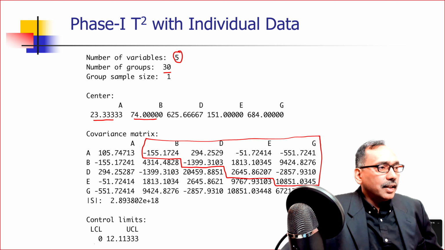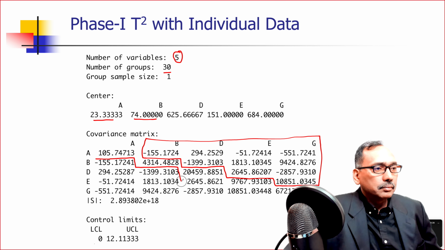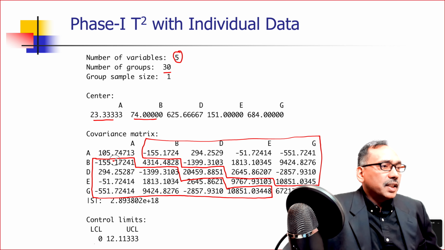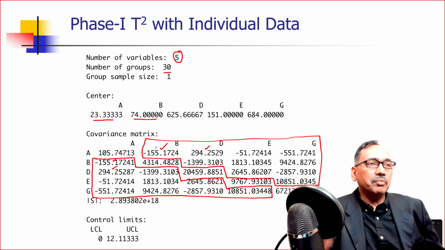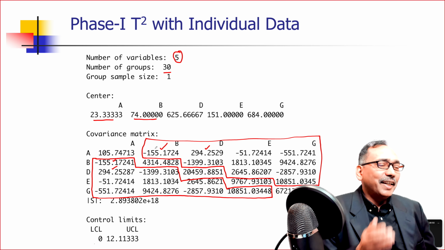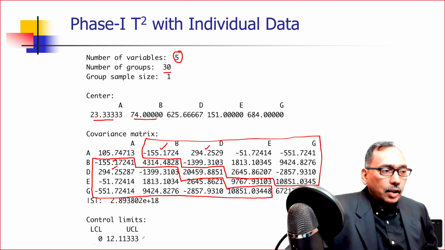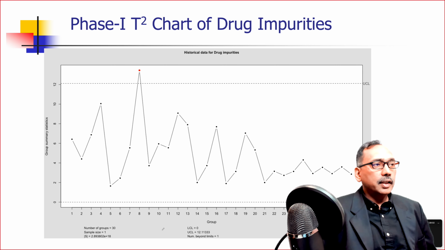Another thing you must have seen in the earlier covariance matrix as well as this one is that the lower triangle and upper triangle values are the same. So basically this is a mirror image. This number is the same as this number. This number is the same as this number. So the variability between B and A versus A and B, there's no difference. And for this data, the upper control limit turned out to be 12.11. And this is the plot.